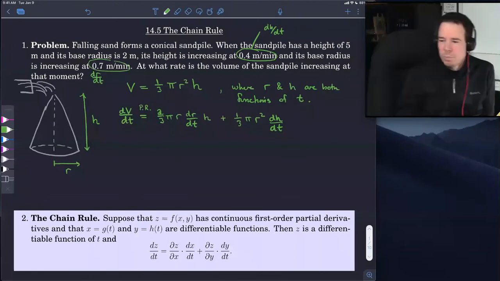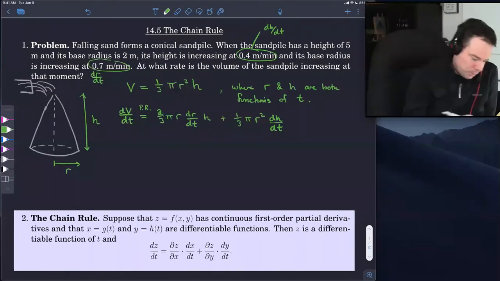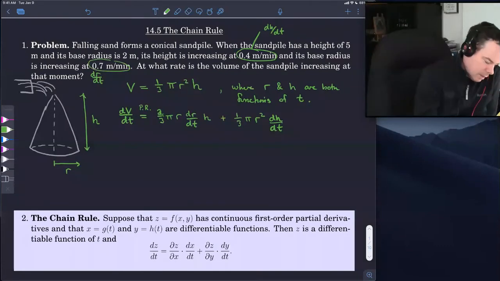And so we're using the product rule here along with the chain rule, and this is our related rates type approach to these kinds of problems. Find a relationship between all the variables, then differentiate it. Now at the point r equals 2, h equals 5, dr/dt equals 0.7, dh/dt equals 0.4.